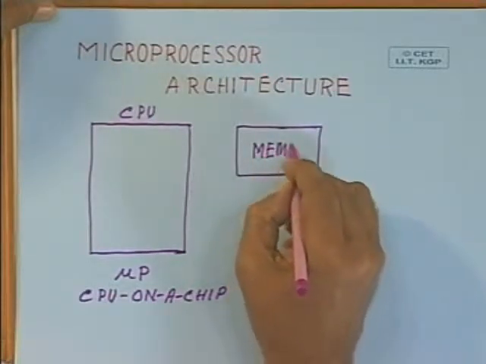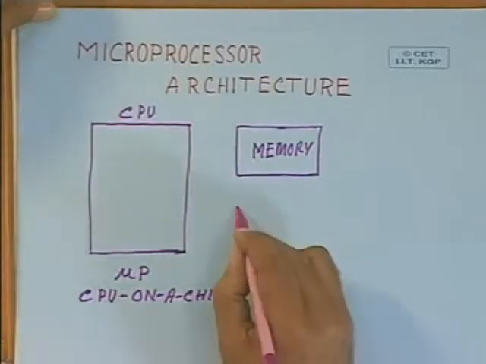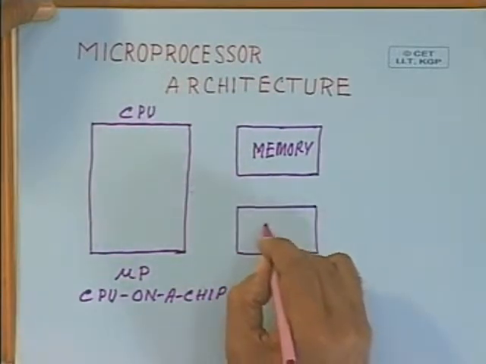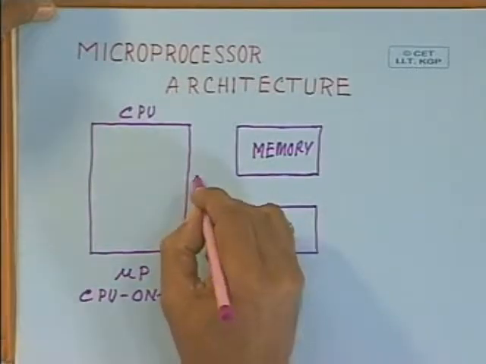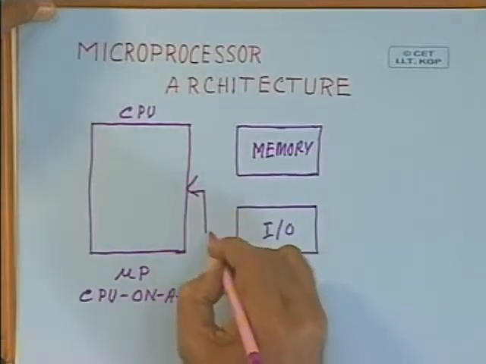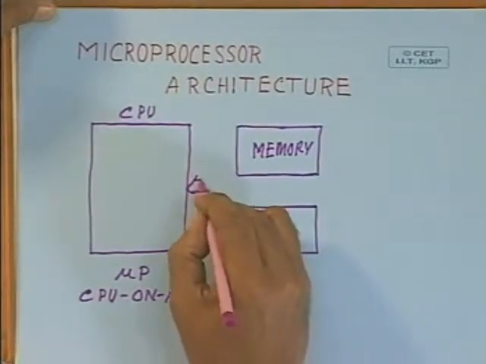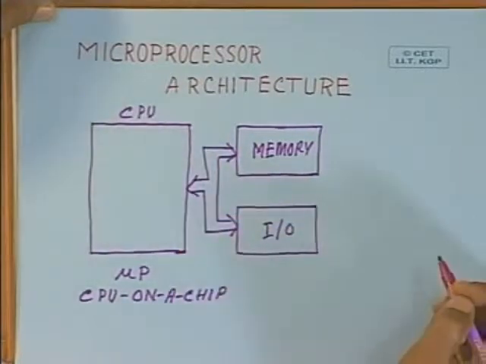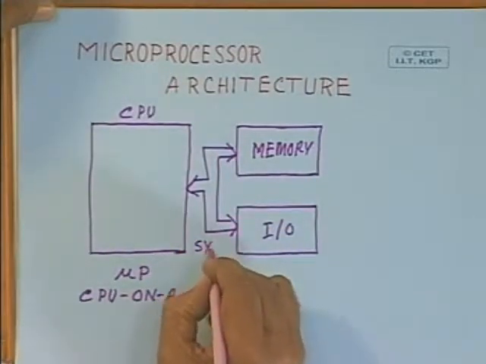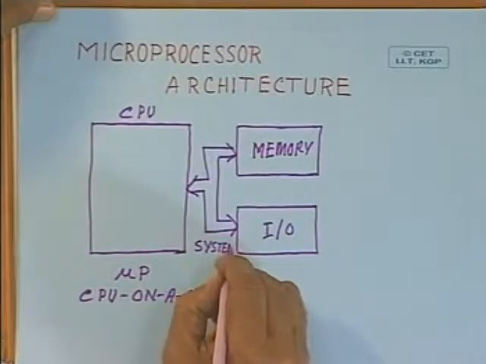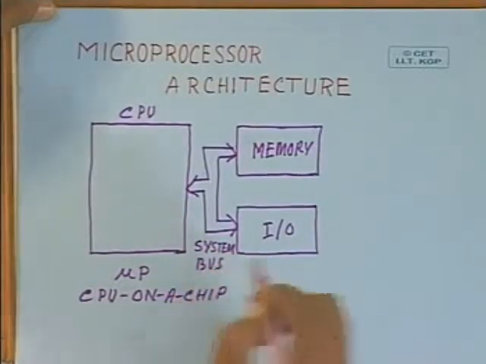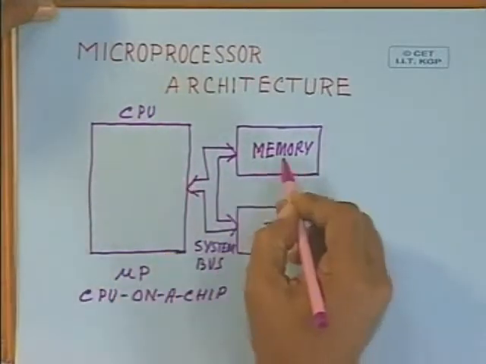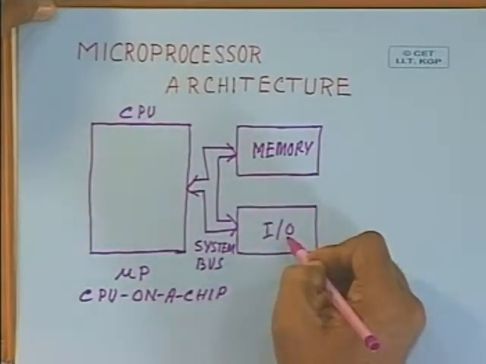And just like the classical von Neumann architecture, here also you will require memory. We will also require various input-output devices which are to be interfaced to the microprocessor through the system bus. Through the system bus, they will be interfaced, and then the CPU will interact with the memory and input-output devices.